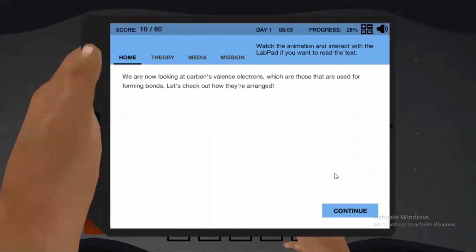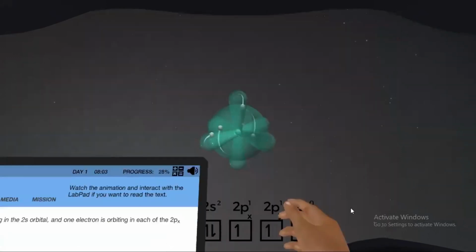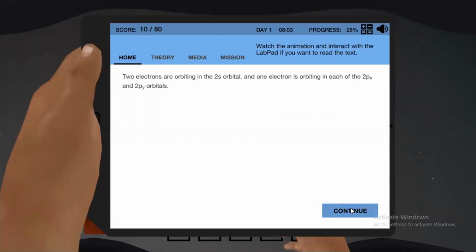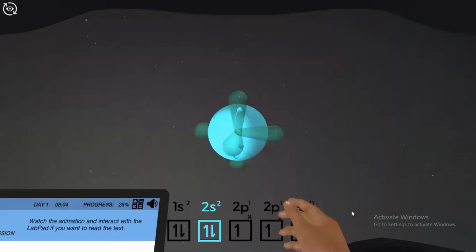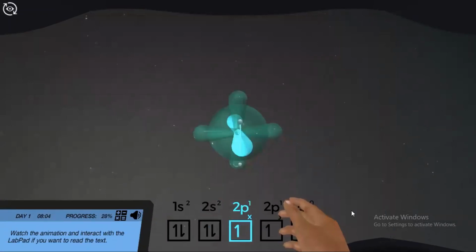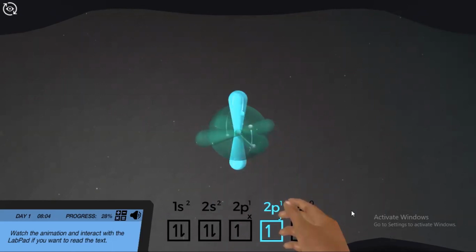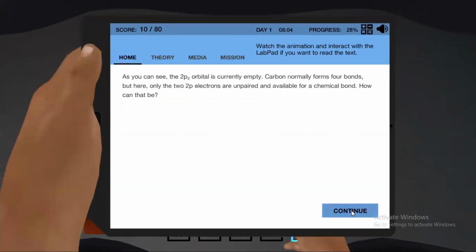We are now looking at carbon's valence electrons, which are those that are used for forming bonds. Let's check out how they're arranged. 2 electrons are orbiting in the 2s orbital, and 1 electron is orbiting in each of the 2px and 2py orbitals. As you can see, the 2pz orbital is currently empty. Carbon normally forms 4 bonds, but here, only the 2 2p electrons are unpaired and available for a chemical bond. How can that be?